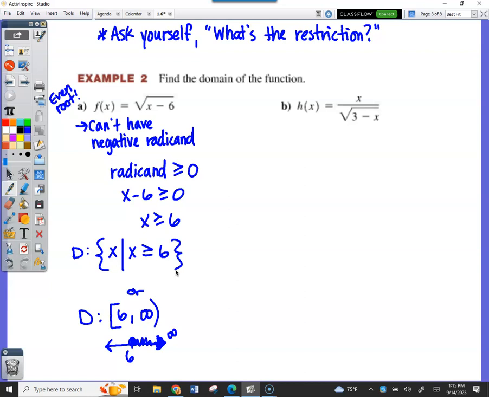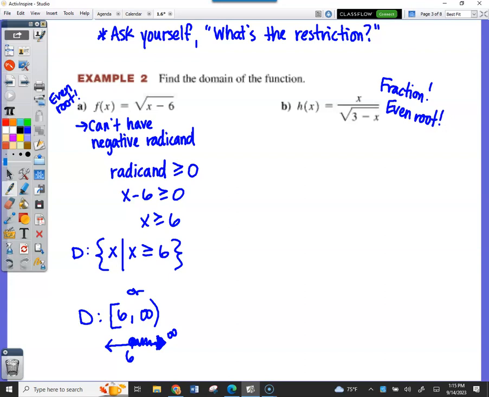What changes in B? You can't have 0 at the bottom. There's a difference here. This one's different because I've thrown an even root into the bottom of a fraction, right? So we have, first of all, a fraction. That's a problem. There's a rule in math with fractions. We also have an even root. That's another problem.